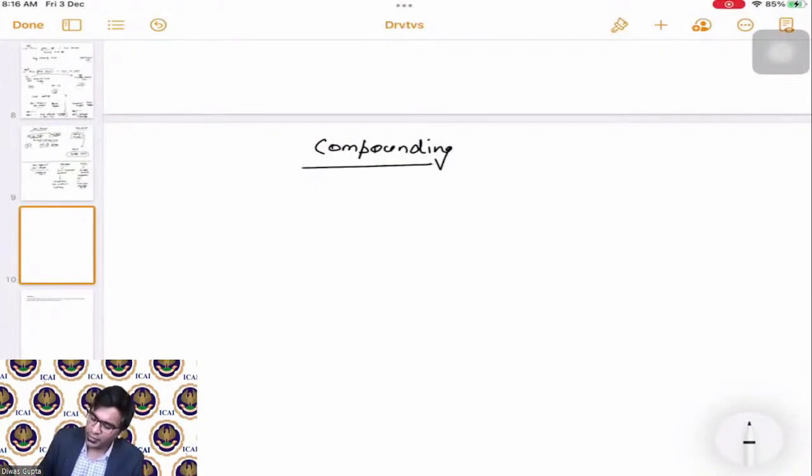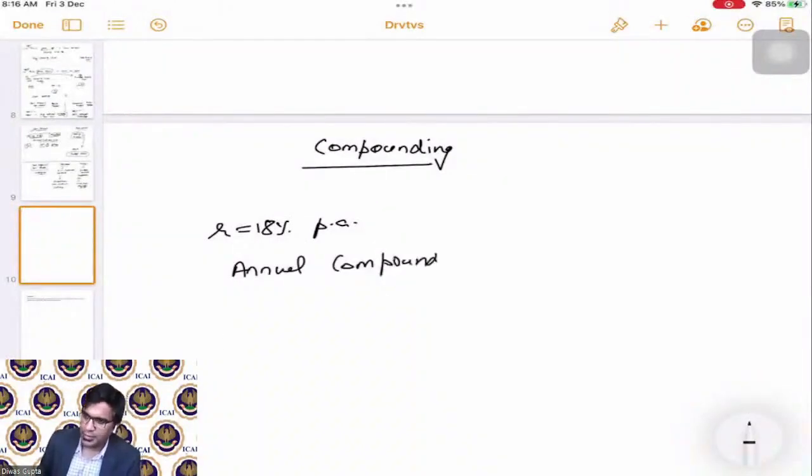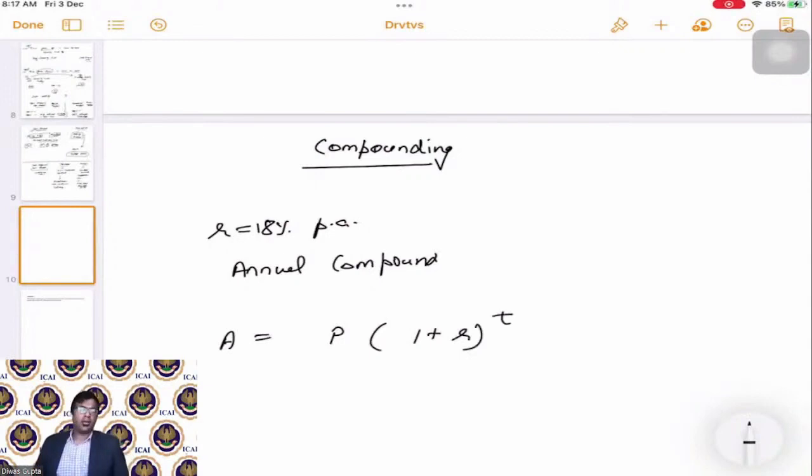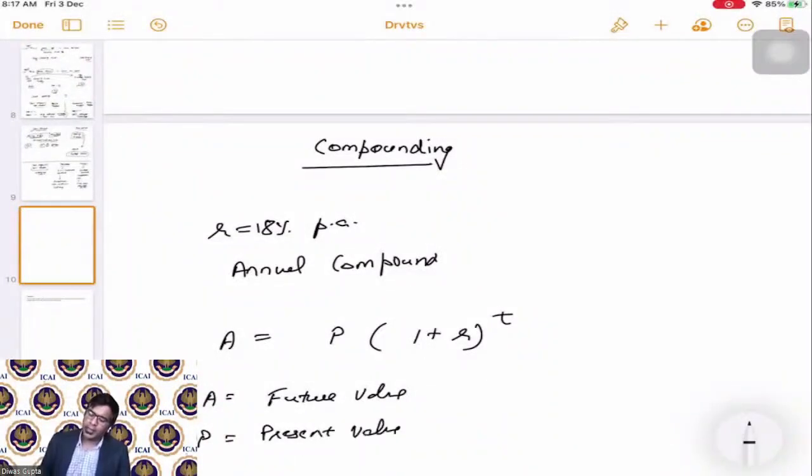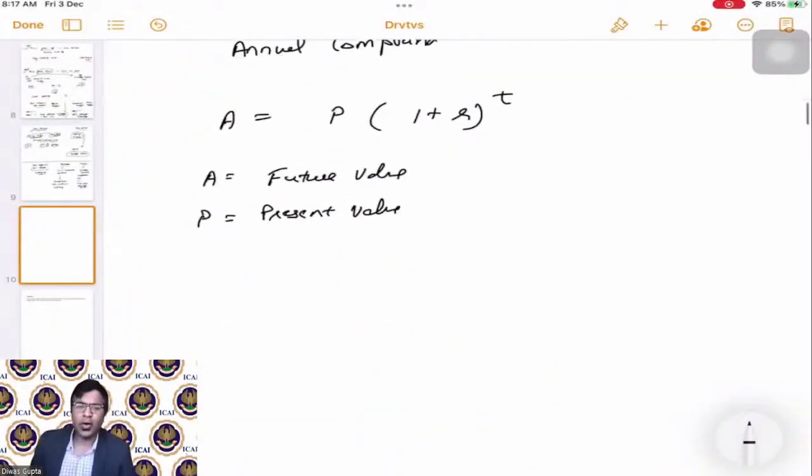Now, compounding. Let's say R is 18% per annum, the rate of return, and we have to do an annual compounding. Very easy, very simple. What we will do is A = P(1 + R)^T, where A is the future value and P is the present value. Correct, students? I think all of you know this.